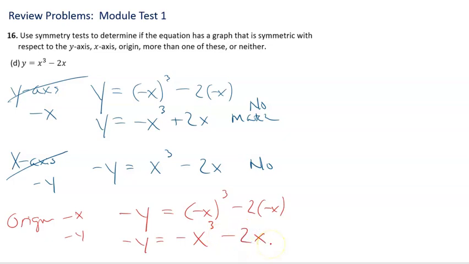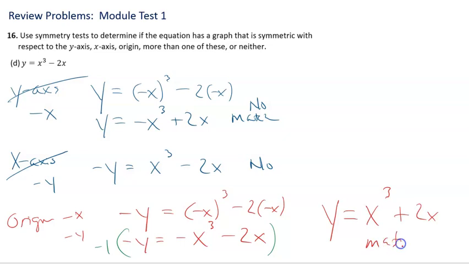Now that doesn't look the same as the original, but what if I multiplied this entire equation by negative 1? Can we do that? Yeah, you can. You can multiply both sides of any equation by the same value. So on the left, negative 1 times negative y is y, and on the right, negative 1 times negative x to the third is positive x to the third, and negative 1 times negative 2x is plus 2x. Look, that matches the original.